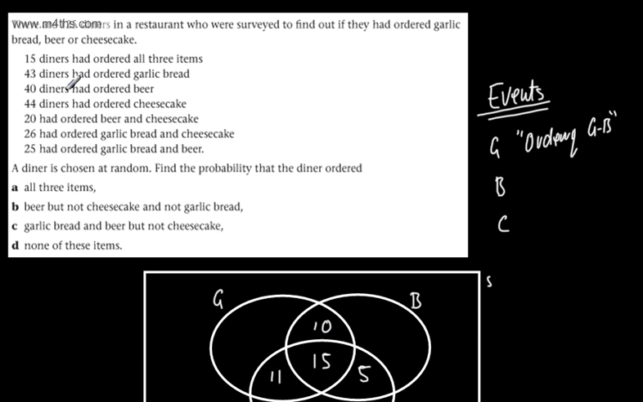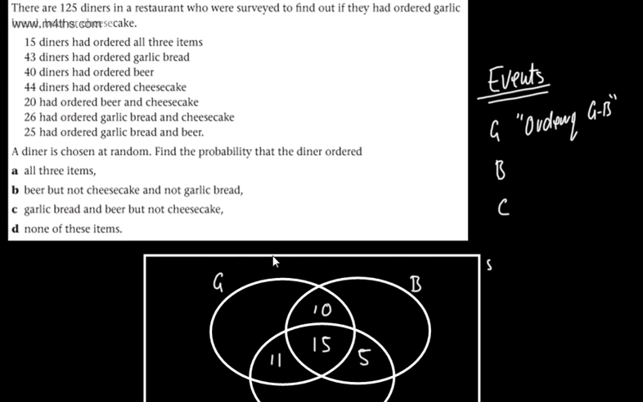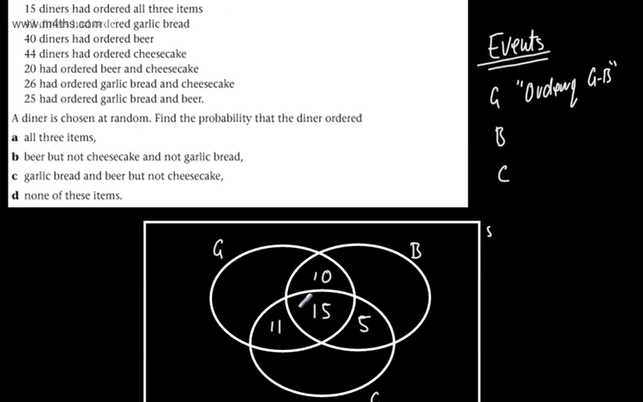We can then go back now to these single items here. So we start with the triple, then we have the double, now we're looking at the single. So 43 diners had ordered garlic bread. If I look, I've got 10, 15 and 11, that gives me 36. 43 leaves me 7 over.